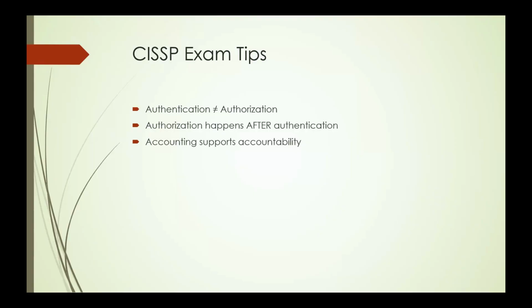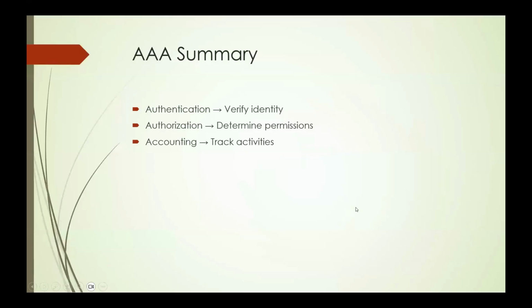Here are some CISSP exam tips. Authentication and authorization are not the same. Authorization happens after authentication, and accounting supports accountability. These simple concepts appear repeatedly in CISSP questions. Let's summarize our topics with a quick recap of what AAA is. Authentication is verifying identity, authorization is determining permissions, and accounting is tracking activities. Please remember the sequence, and let's move to the questions.